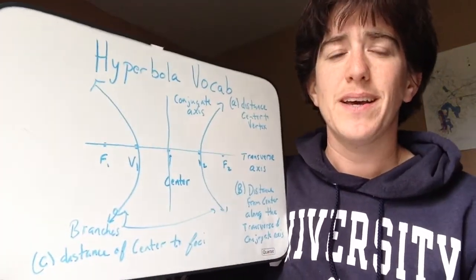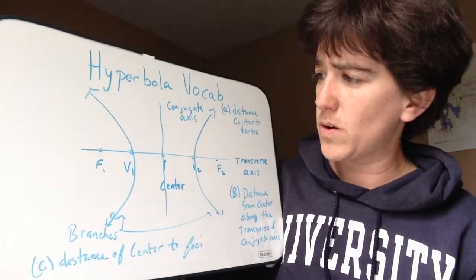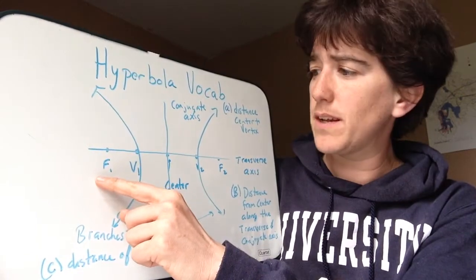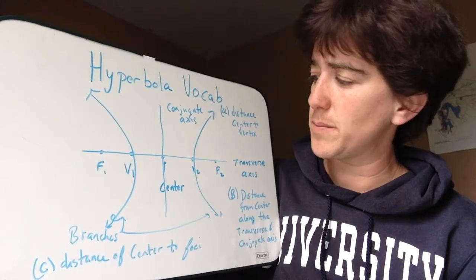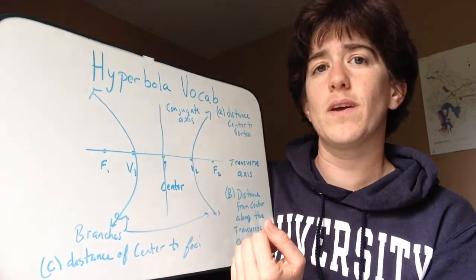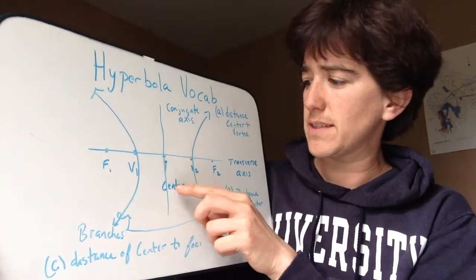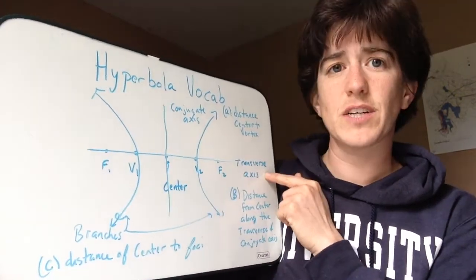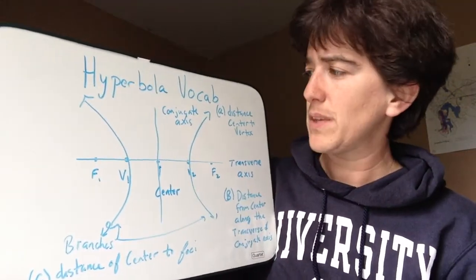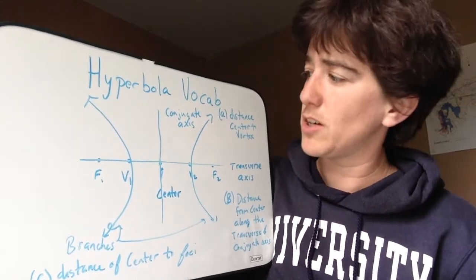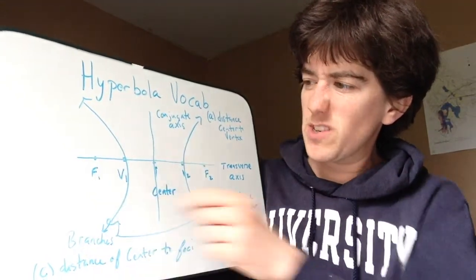Hopefully you're remembering this picture from class on Mondays. We see here that I have focus set up, vertex, center. Similar to our work with the ellipses, we notice that there's symmetry going on around here. The axis that goes through the focus, the vertex, the center, that is called my transverse axis. And the axis that runs perpendicular to that is my conjugate axis. These two pieces are called my branches.